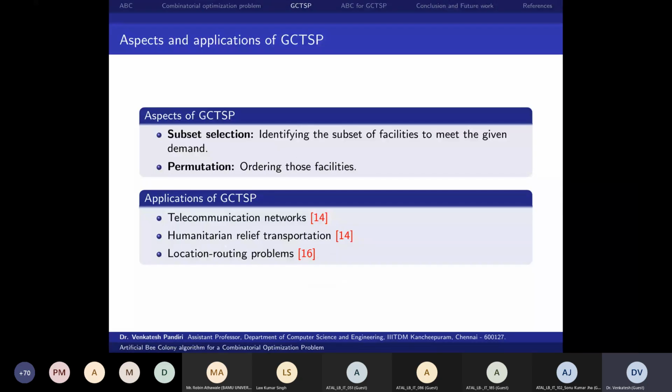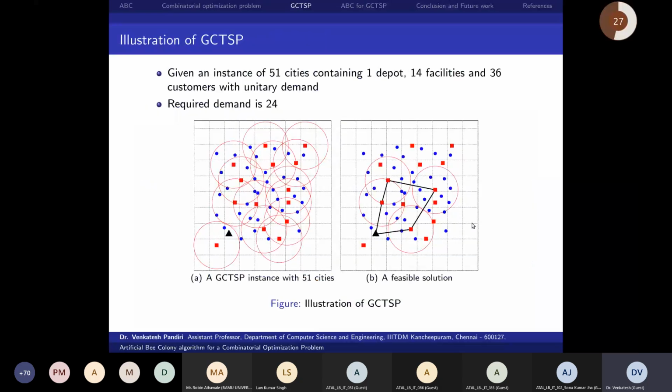Let me go back once. If anyone has a doubt in understanding this problem, you can raise the doubt now, because if you understand this problem clearly, then only you can understand the further procedure. Someone?